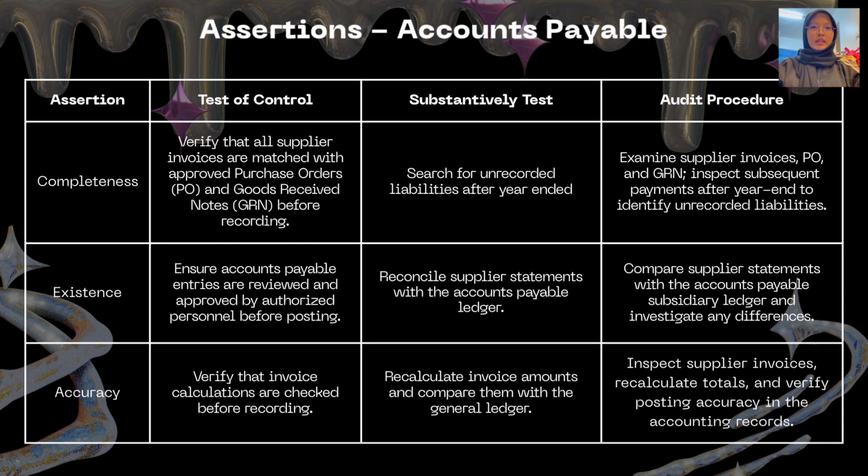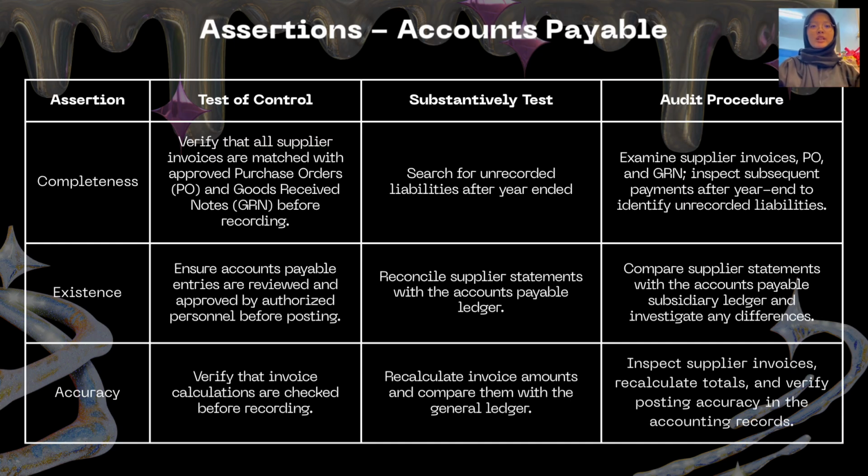Today I will be presenting about assertions for accounts payable. For every assertion, the auditor performs two types of testing. The first one is test of control, which checks whether the company's internal controls are working effectively to prevent or detect errors. Second is substantive test, which directly checks the accounting records and supporting documents to obtain evidence that the recorded balances are correct. Now I will explain each assertion one by one.